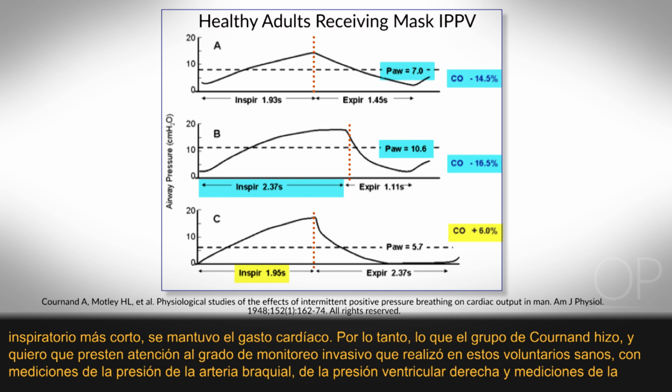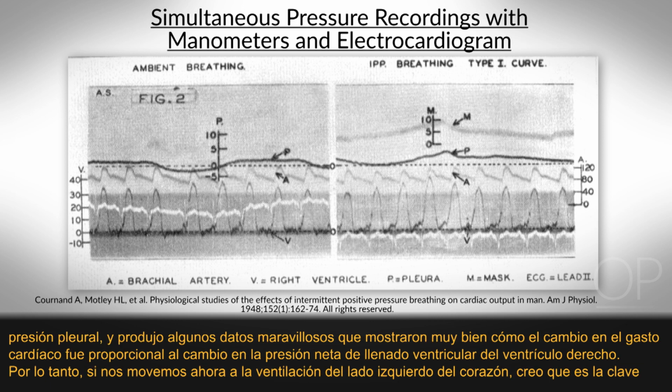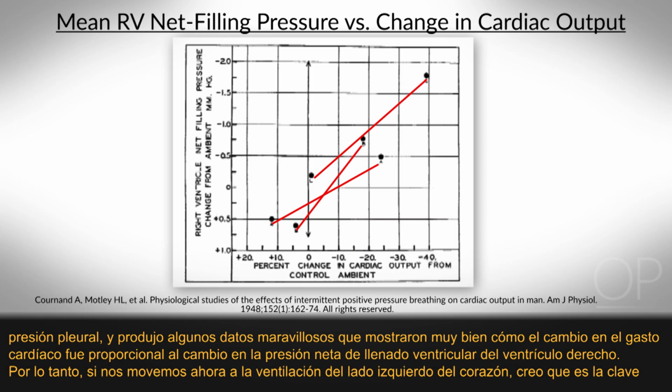So what Cournand's group did, and I'll just draw your attention to the degree of invasive monitoring that he performed in these healthy volunteers. He had brachial artery pressure measurements, right ventricular pressure measurements, and pleural pressure measurements, as well as mask pressure measurements, but produced some beautiful data that showed very nicely how the change in cardiac output was proportional to the change in net ventricular filling pressure of the right ventricle.